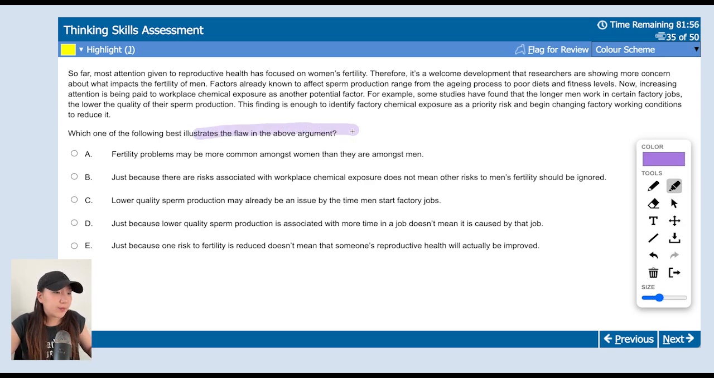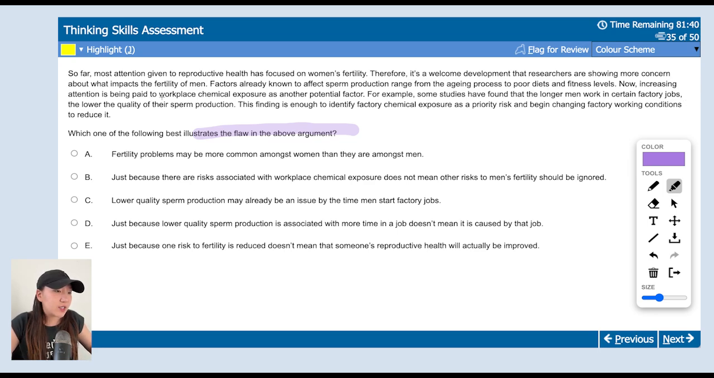Okay, flaw in the argument. So far, most attention given to reproductive health has focused on women's fertility. Therefore, it's a welcome development that researchers are showing more concern about what impacts the fertility of men. Factors already known to affect sperm production range from whatever these things are.